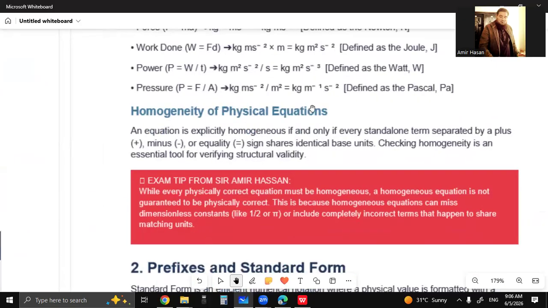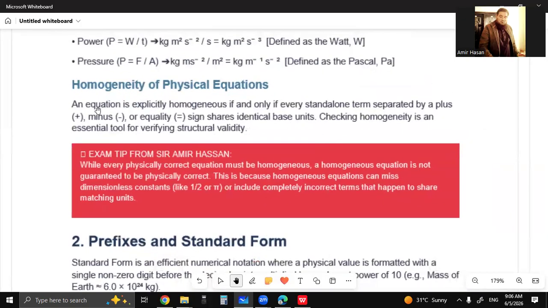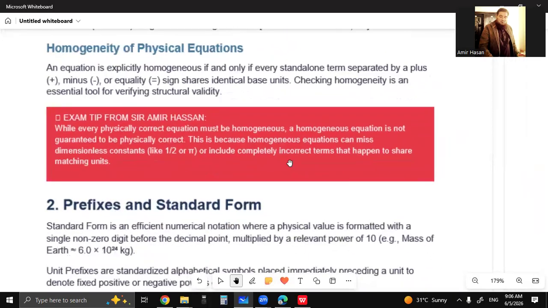Homogeneity of physical equations. What is homogeneity? An equation is explicitly homogeneous if and only if every standard term separated by a plus, minus, or equal sign shares an identical base unit. Checking homogeneity is an essential tool for verifying structural validity.